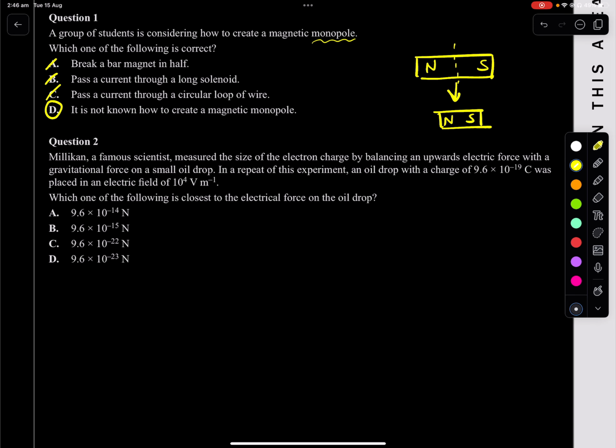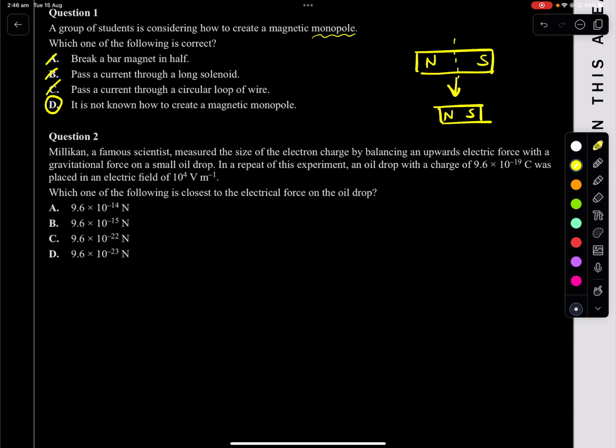Millikan, a famous scientist, measured the size of an electron charge by balancing an upward electrical force with a gravitational force on a small oil drop. In a repeat of this experiment, an oil drop with a charge of this was placed in an electrical field of 10 to the power 4 volts per meter. Which of the following is closest to the electrical force on the oil drop?